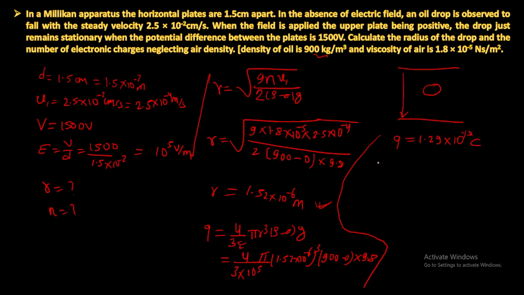Now, for the number of electrons, Q equals n e. So n equals Q by e. So 1.29 into 10 to the power minus 18 divided by 1.6 into 10 to the power minus 19. Solving this quantity, I have found 8.1 electrons. So there are 8 electrons in the given oil drop, and by applying the electric field, the oil drop is found to be suspended between the two parallel plates. These are some numerical problems related to the Millikan's oil drop experiment.